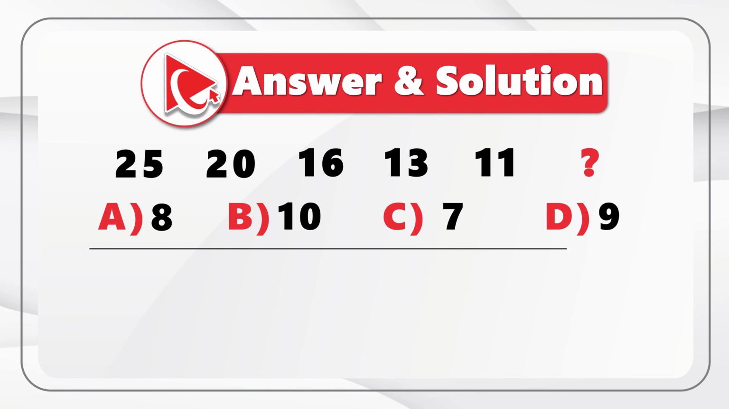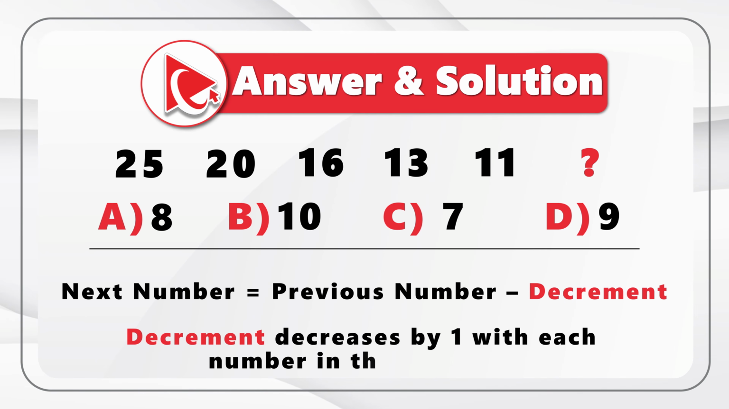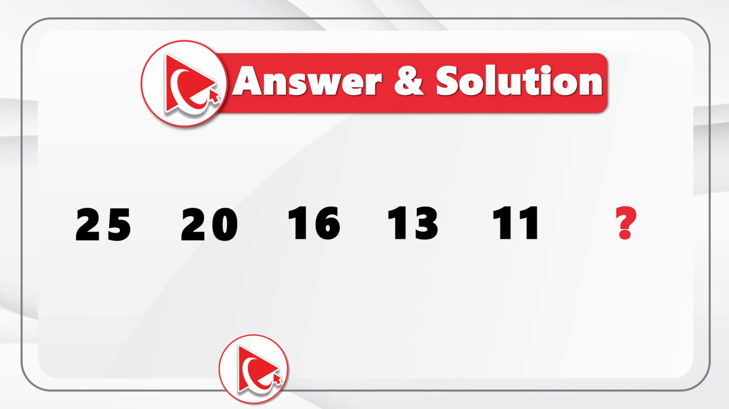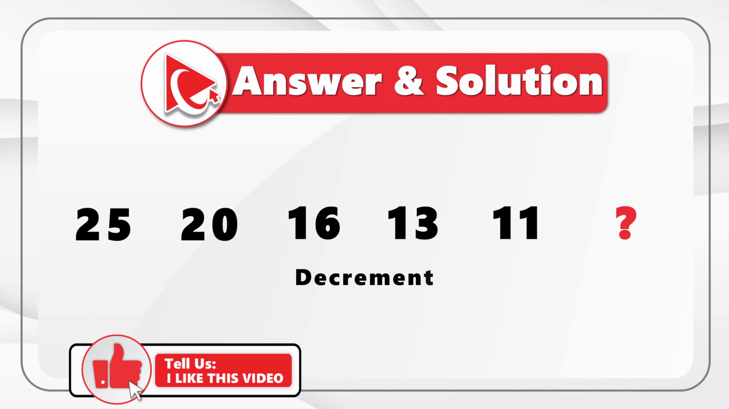Here we have a concept of decrement. And the pattern is that the next number is calculated as previous number minus decrement. And decrement increases by 1 with each number in the sequence. Let's take a close look. Our first number in the sequence is 25, and our first initial decrement is minus 5.